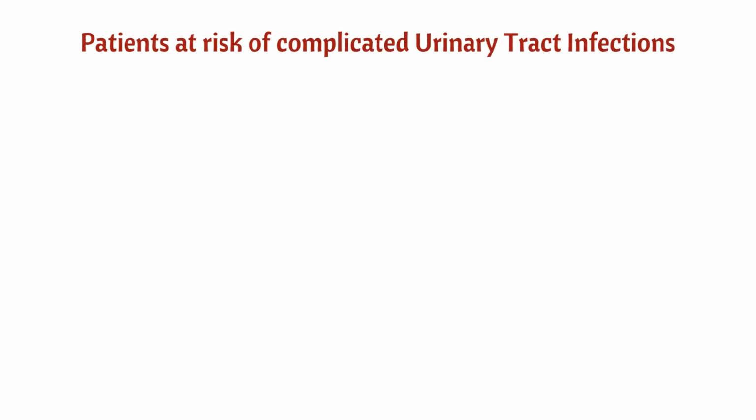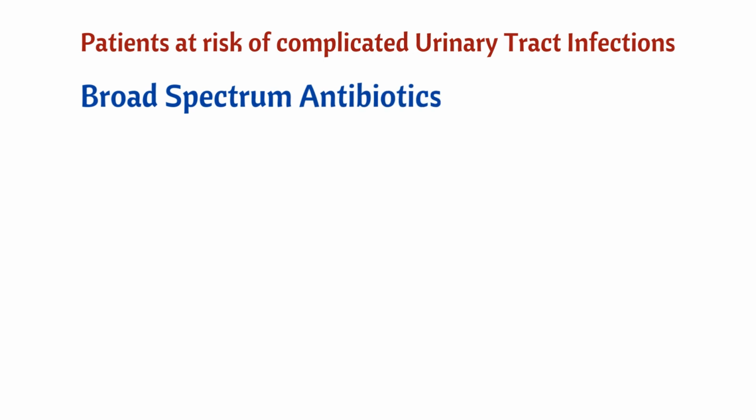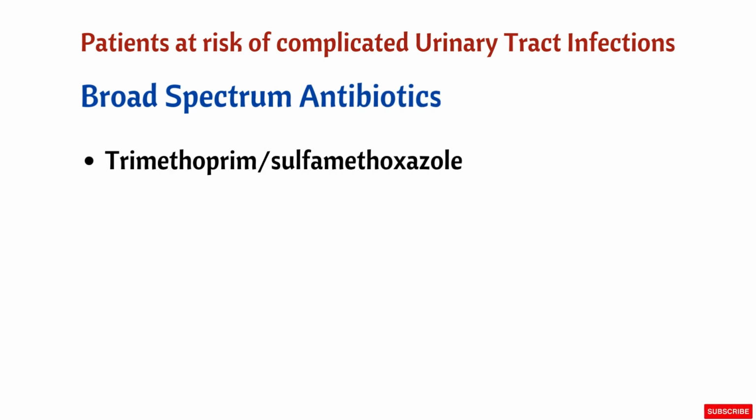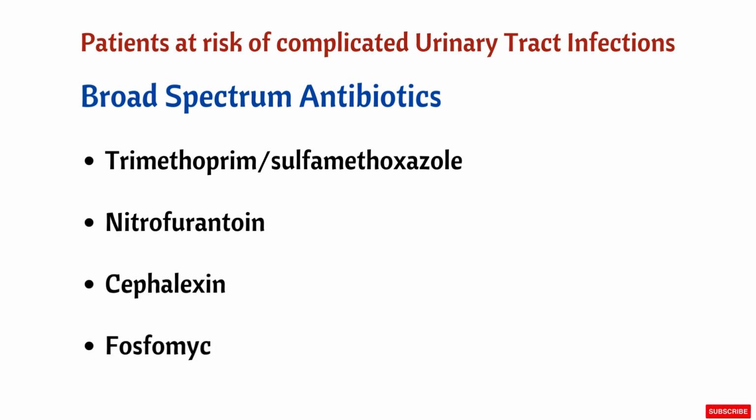Treatment generally varies from person to person. However, patients at risk of complicated urinary tract infections are best managed with broad-spectrum antibiotics. Options for uncomplicated UTIs include trimethoprim/sulfamethoxazole, nitrofurantoin, cephalexin, and fosfomycin.